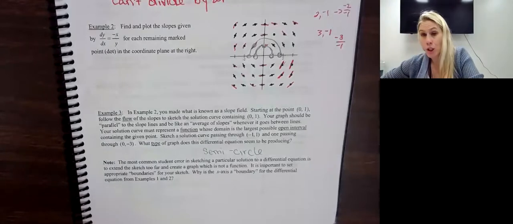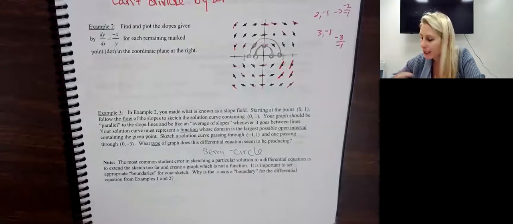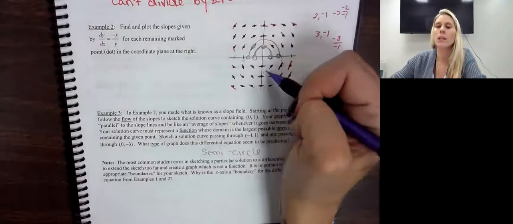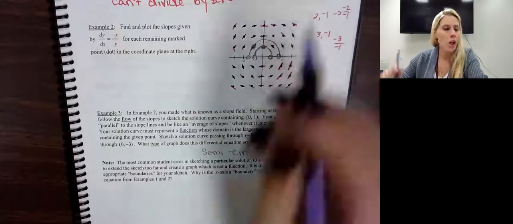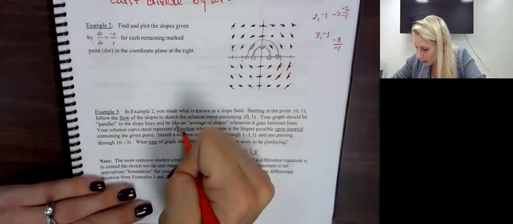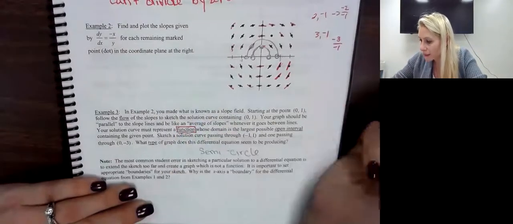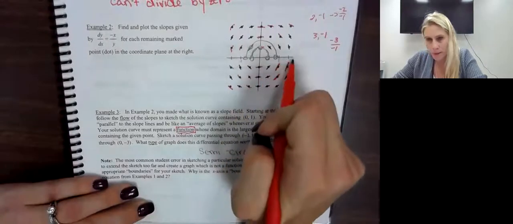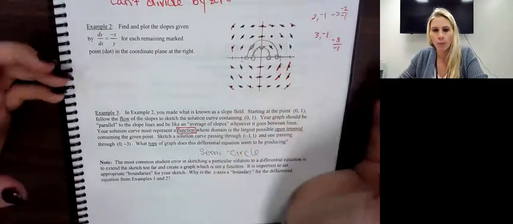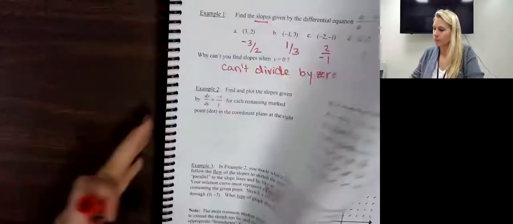The most common student error in sketching a particular solution to a differential equation is to extend the graph too far. In other words, the biggest mistake students will make is that you continue and all of a sudden it's not a function. So this is a huge thing. It needs to be a function. And if you do not have a slope, it is an open circle, right? It's a hole. So just be careful.